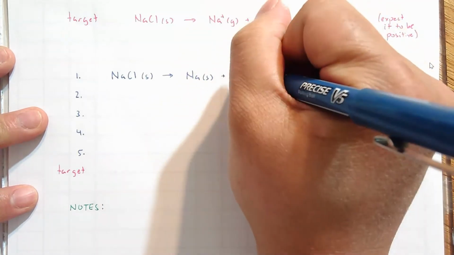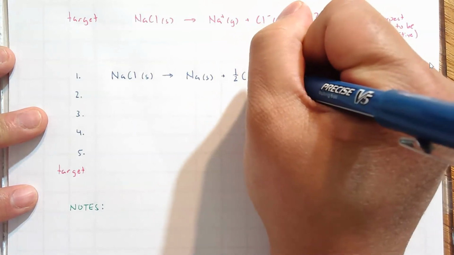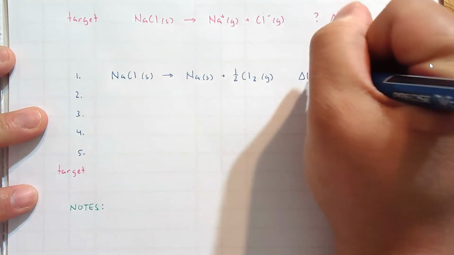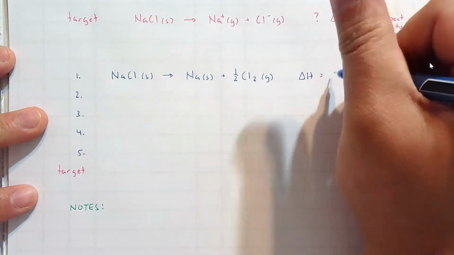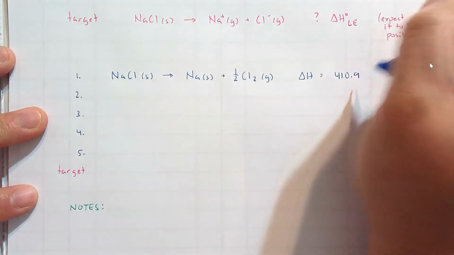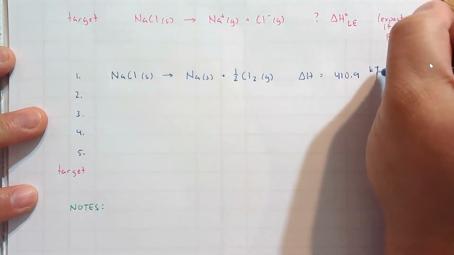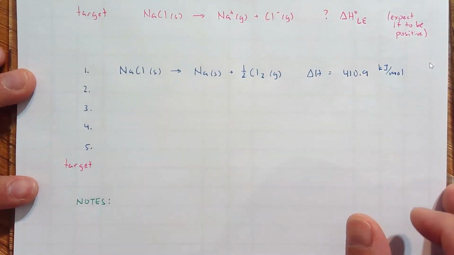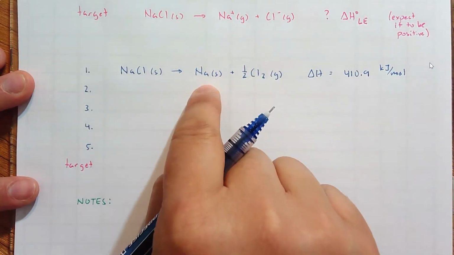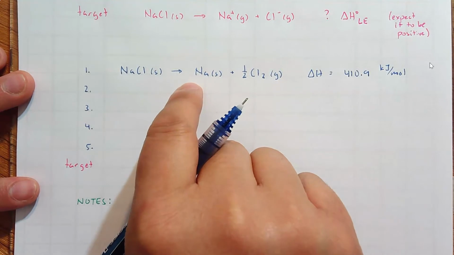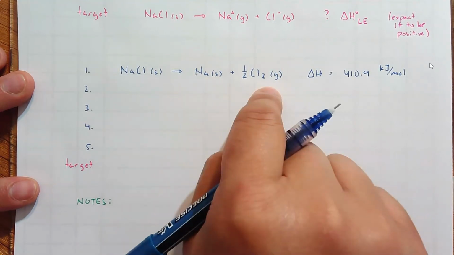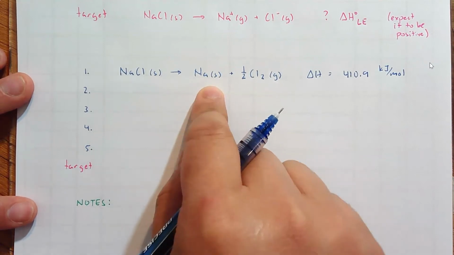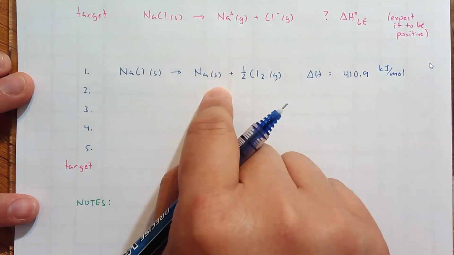1/2 Cl2 gas. The delta H for this process equals 410.9 kilojoules per mole. Let me give you a hint. These are the element constituents of sodium chloride, not in their gaseous state, but in their standard state.